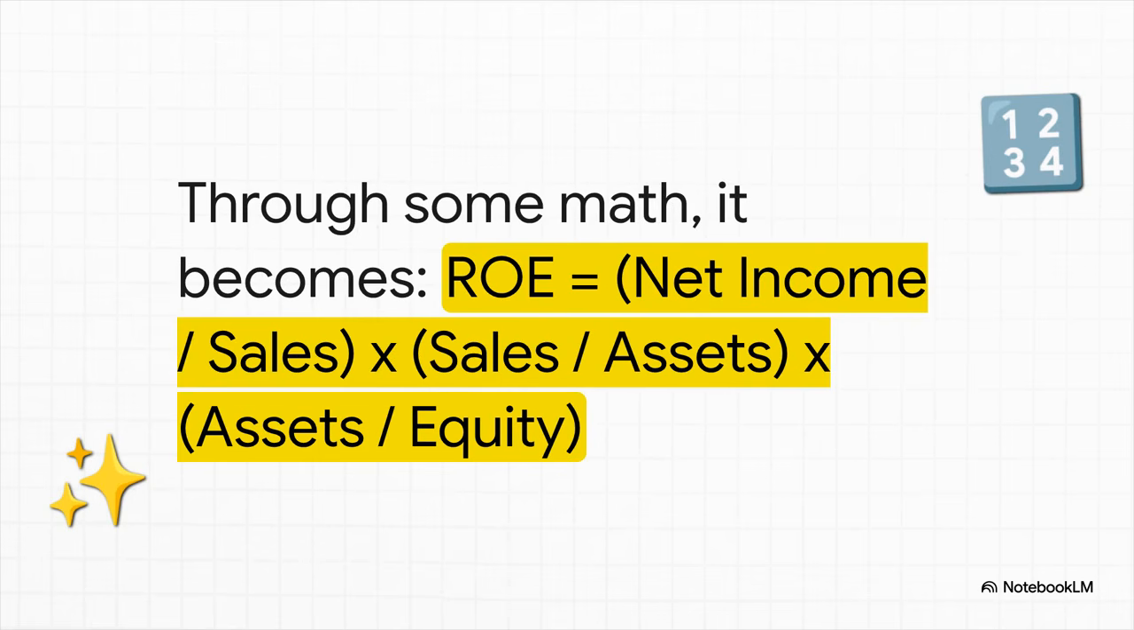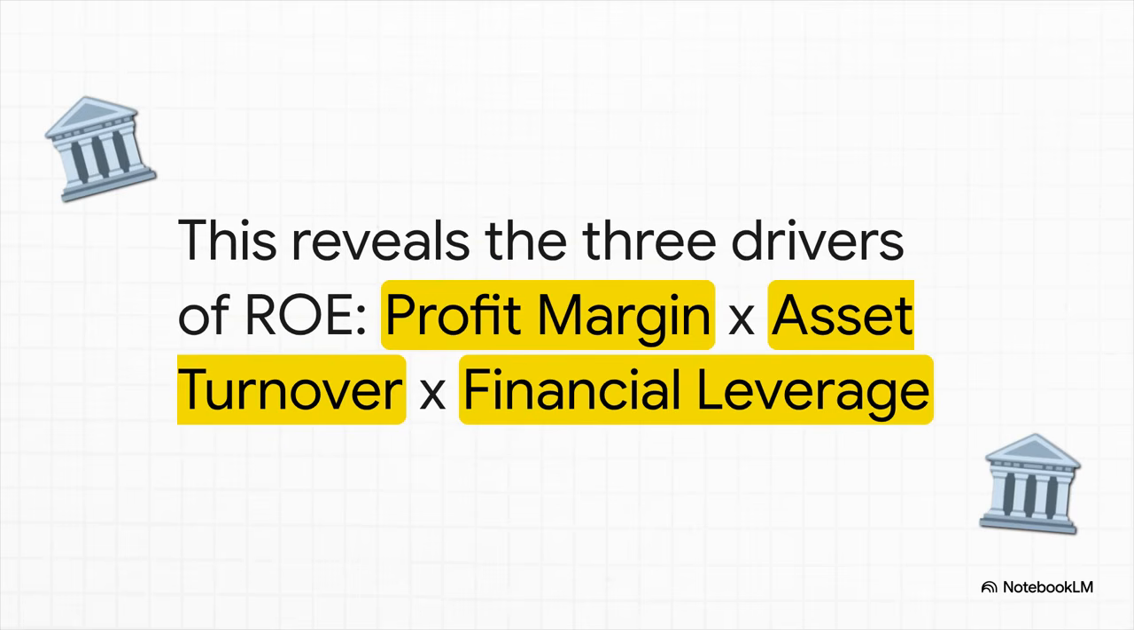And just like that, you see this beautiful breakdown. All of a sudden, we have three separate ratios that all multiply together to give us that final ROE number. And guess what? Each one of these tells a totally different part of the company's story. And there you have it, the classic three-part DuPont formula. ROE is a combination of its profitability, its operational efficiency, and its financial leverage. So let's dive into that first pillar.